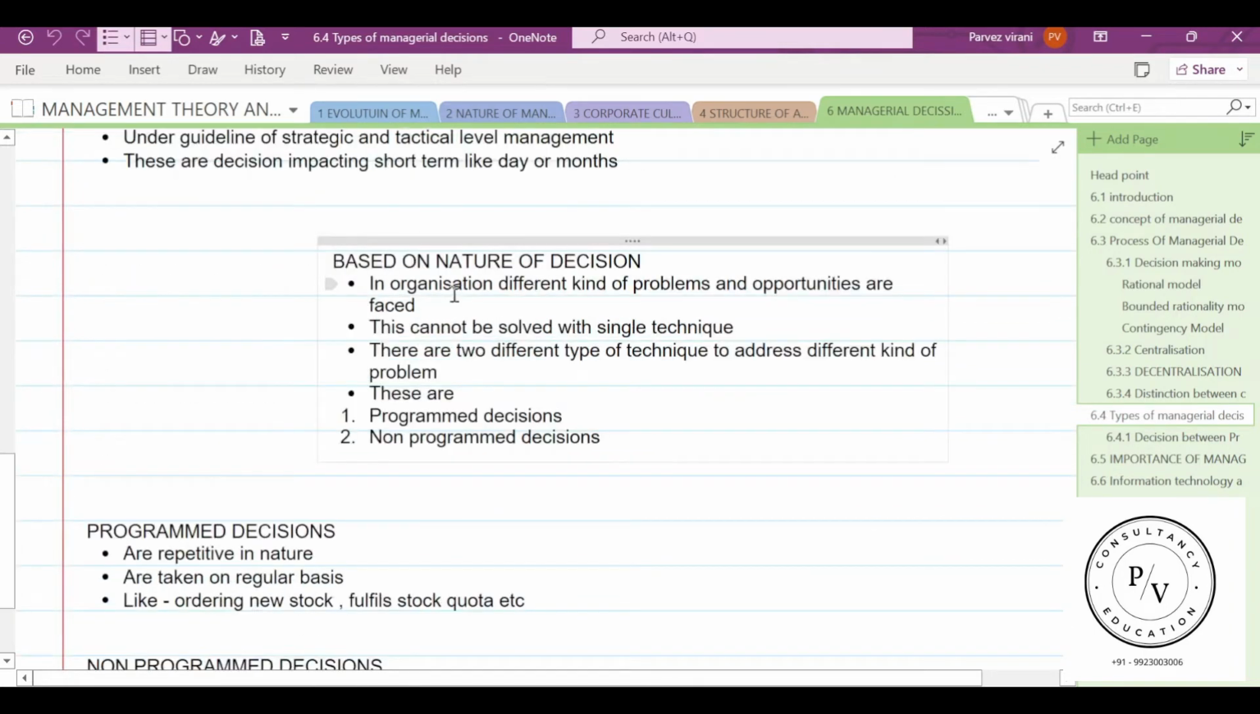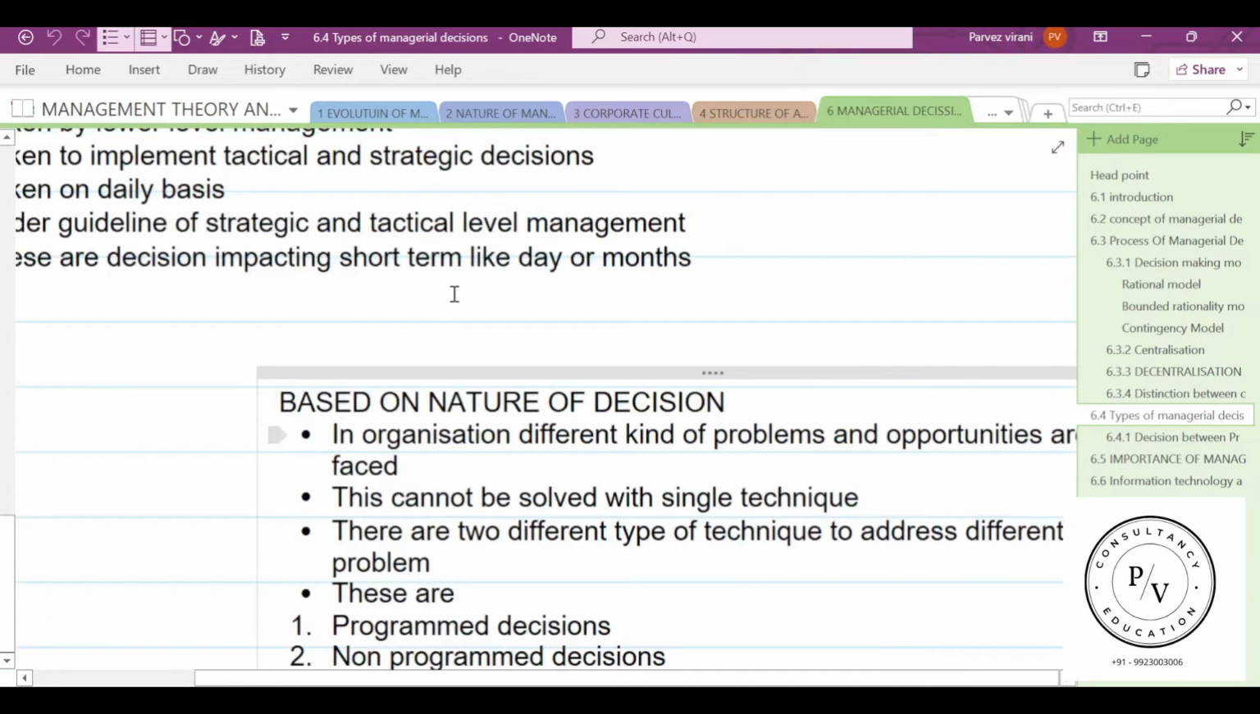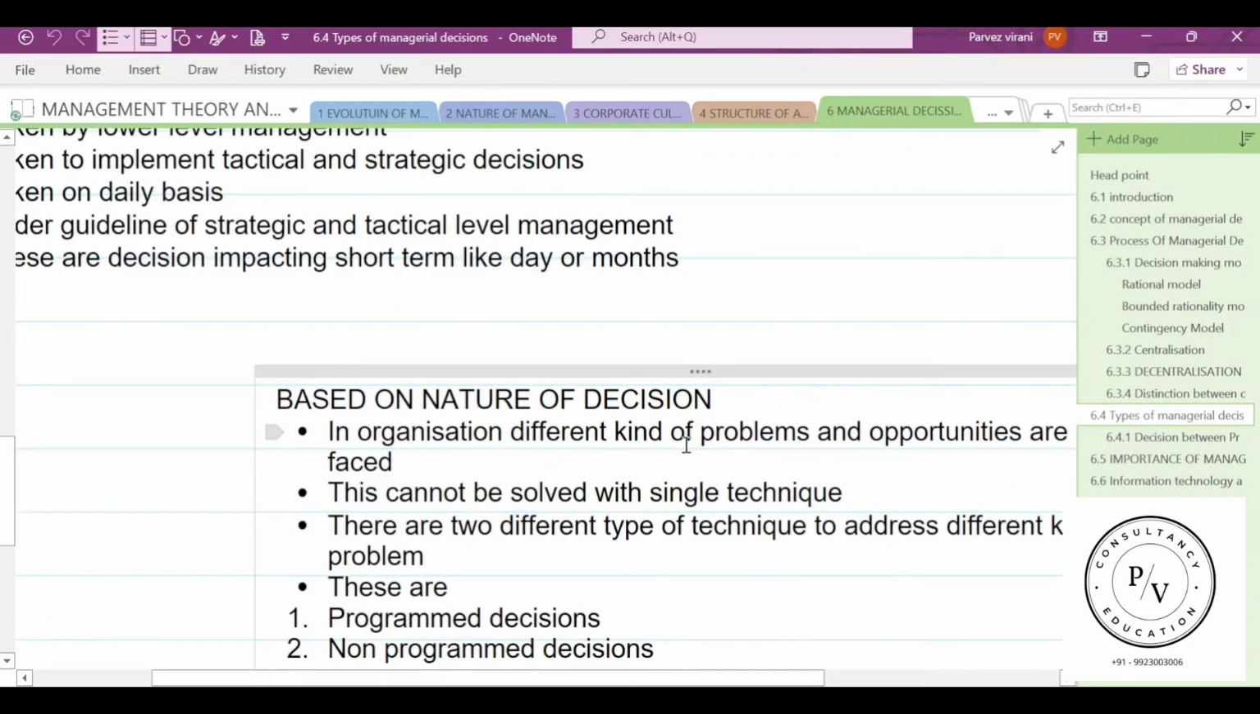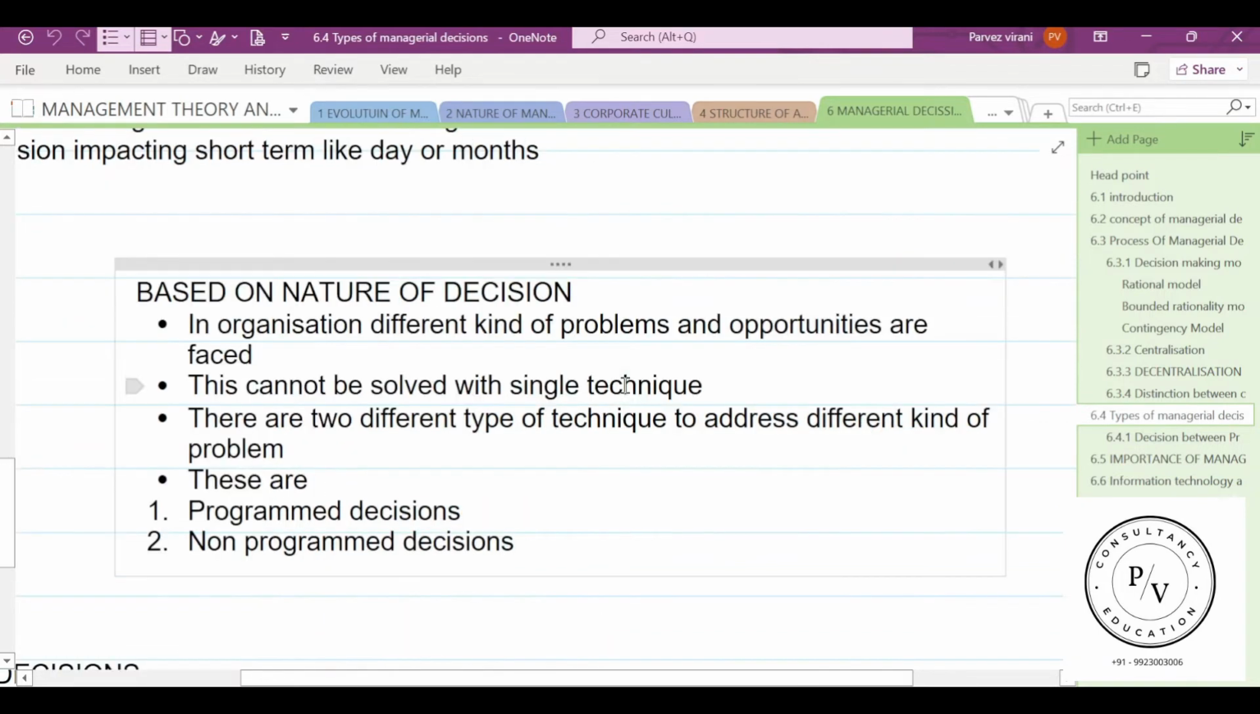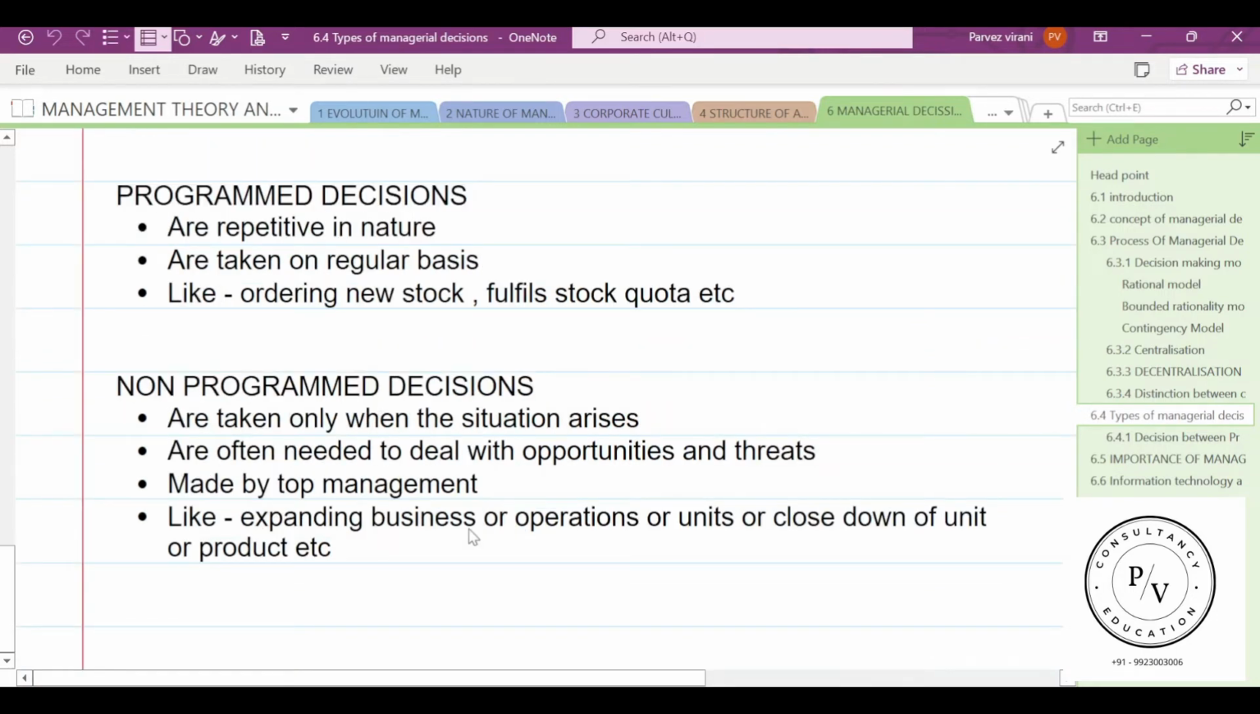Now this is based on nature of decisions. Organizations face different kinds of problems and opportunities. These cannot be solved with a single technique. There are two different types of technique to address these different kinds of problems. These techniques are called programmed decisions and non-programmed decisions. Programmed decisions are repetitive in nature, taken on a regular basis, like ordering new stock, fulfilling stock quota, etc. Non-programmed decisions are taken only when the situation arises, often needed to deal with opportunities and threats, made by top management, like expanding business operations and units, closing down of units, etc.